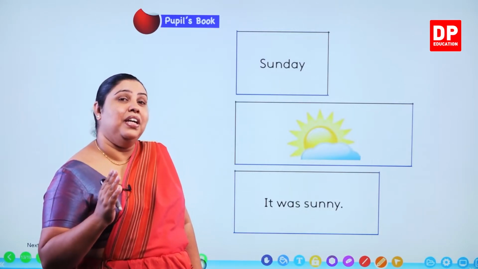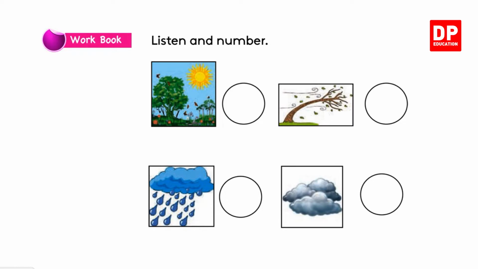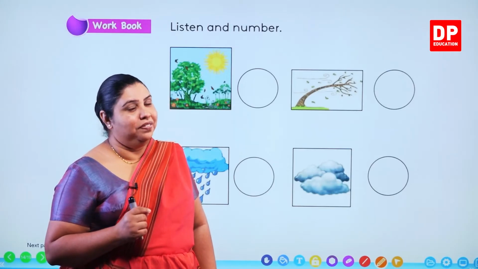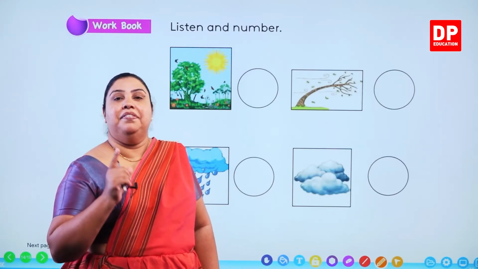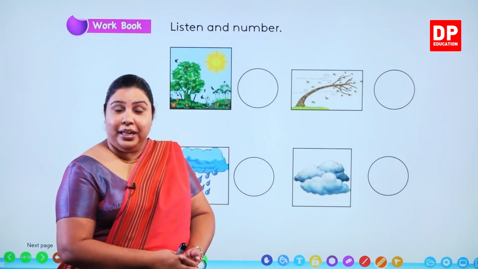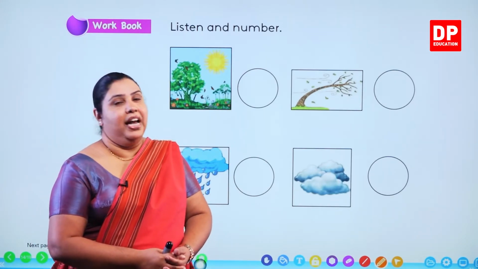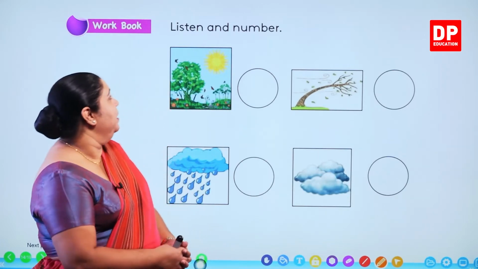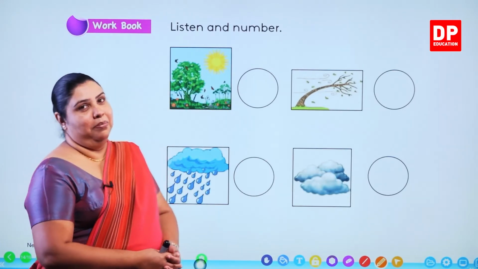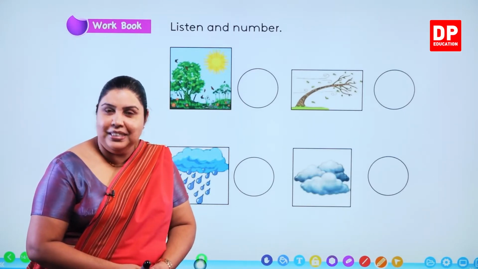Right. Let's see what we have in our next slide. Come. Right. Now we have moved on to our workbook. I told you at the beginning of the lesson that we are going to complete our workbook activities as well. And I'm going to help you to do that. So now you must open your workbook and turn to this page. Listen and number. Okay, now whom are you going to listen to? You're going to listen to me.